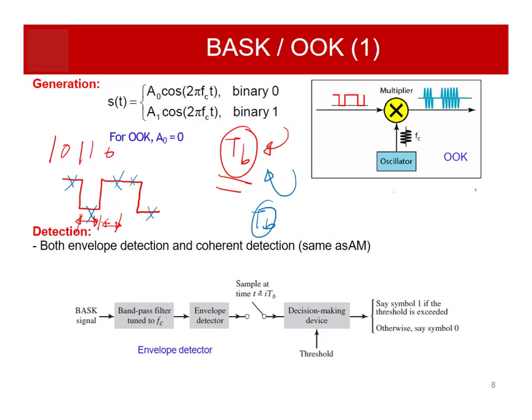You can see that the sample is at time t equal to i times TB, where i denotes the sample number. Let's say when i is equal to 0, you get 0 times TB equal to 0. That means you are taking a sample at 0 seconds.